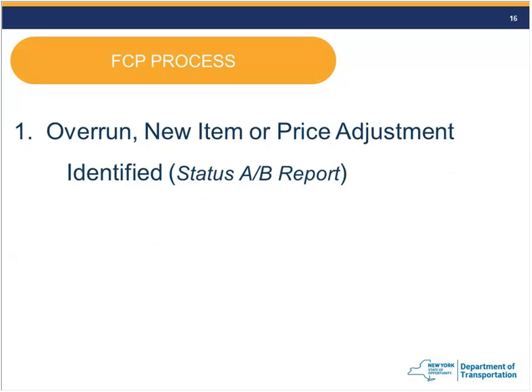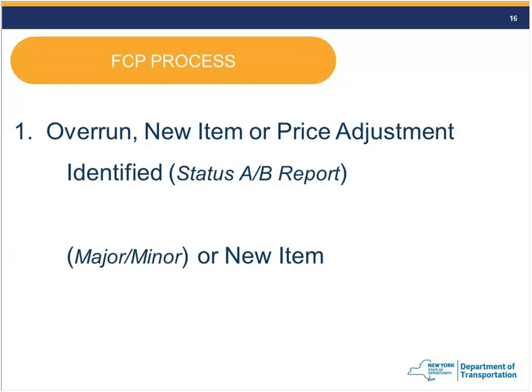So here's the process. There's really 6 steps to the process. The first one, we've already kind of gone through how you identify, but you're going to identify an overrun, a new item, or a price adjustment. So we showed you how to get at the status AB report, or you may just know that there's extra work that you've done, but usually in this case, the work already has to be done. So it's either a new item that you're identifying or it's an existing item overrun.